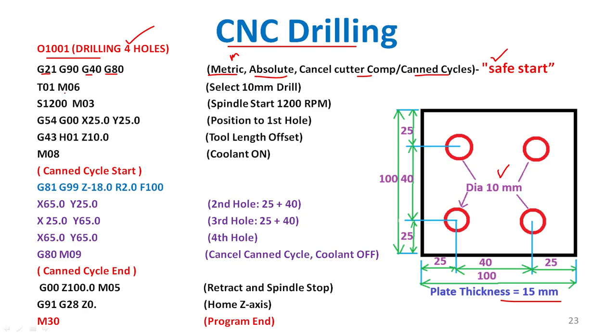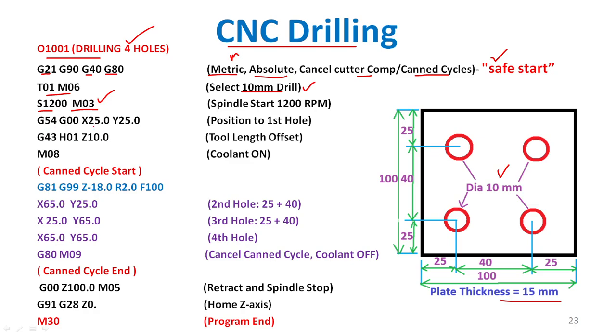T01 M06 is called for selection of tool 1, the 10 mm drill. S1200 M03 is the spindle rotating at 1200 rpm in the clockwise direction.